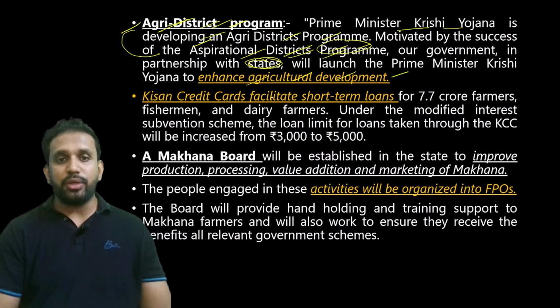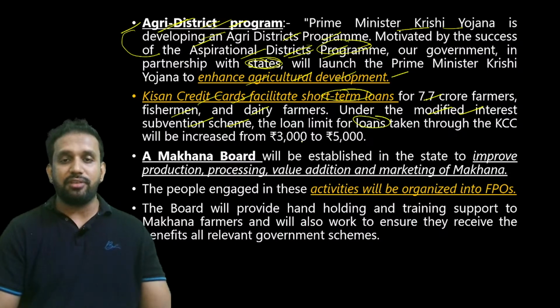Another important initiative here is Kisan Credit Card. In this, always remember one point: short-term loans are given, not long-term. You will not get bigger loans of 5 or 10 years tenure. 7.7 crore farmers, fishermen and dairy farmers are taking the benefits of Kisan Credit Card. In this budget, the Government of India has modified the interest subvention scheme under this initiative and also increased the limit of loans through the KCC from 3,000 to 5,000. Earlier the government bore the burden of interest up to 3,000, now it is up to 5,000.